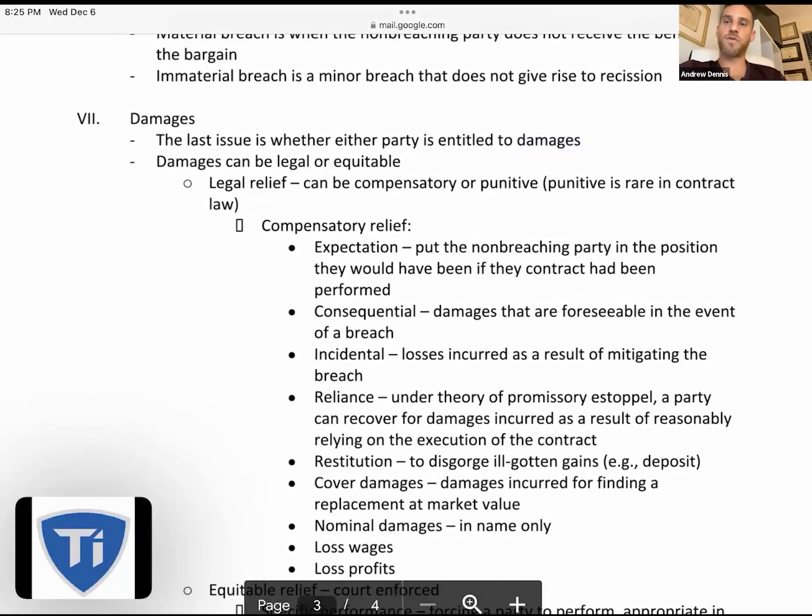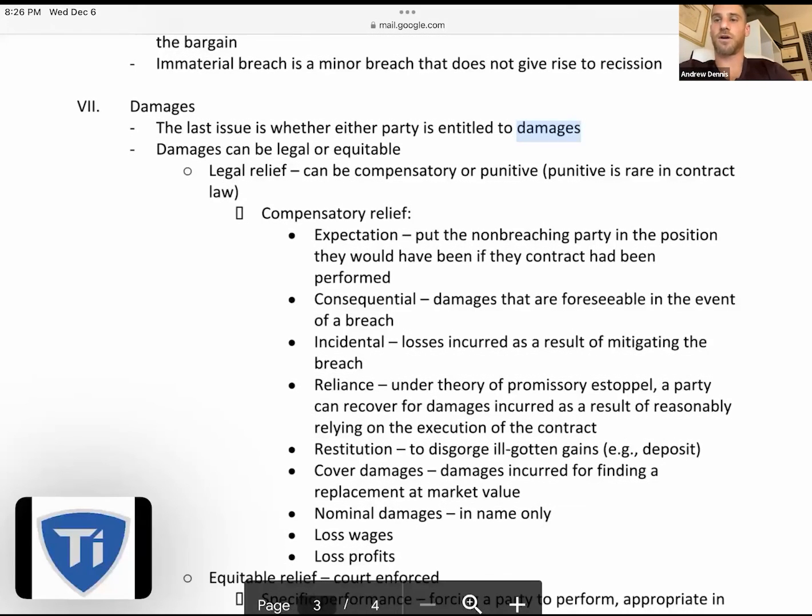I'm going to keep it moving, though. So damages. The last issue is whether either party is entitled to damages. Damages can be legal or equitable. Legal relief can be compensatory or punitive. Punitive is rare in contract law.